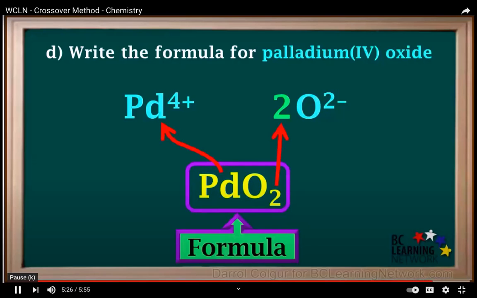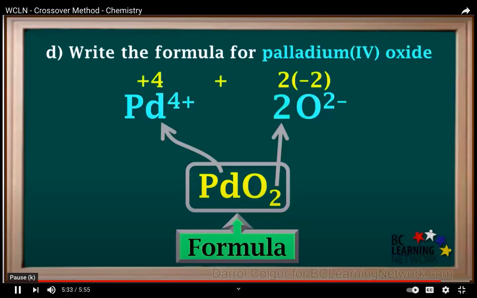Checking charges, we have one Pd4+ ion and 2 O2- ions. So the total charge is positive 4 plus 2 times negative 2, or positive 4 plus negative 4, which is equal to 0. So PdO2 is the correct formula for palladium 4 oxide.